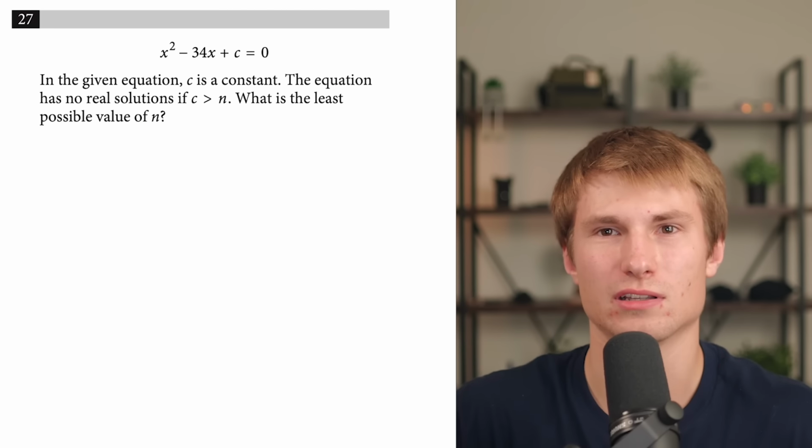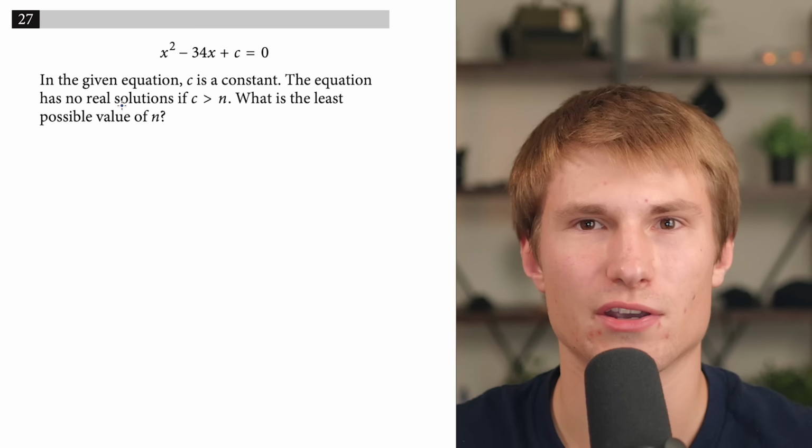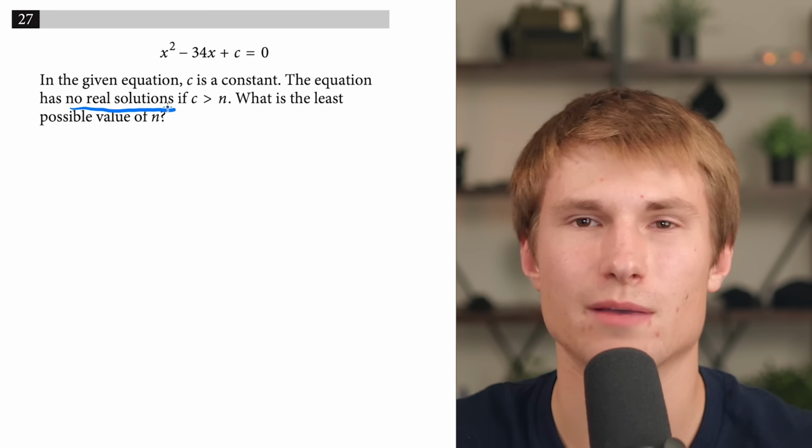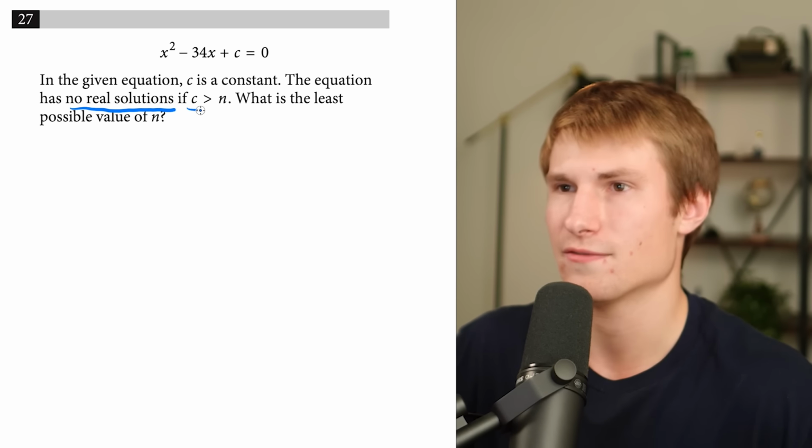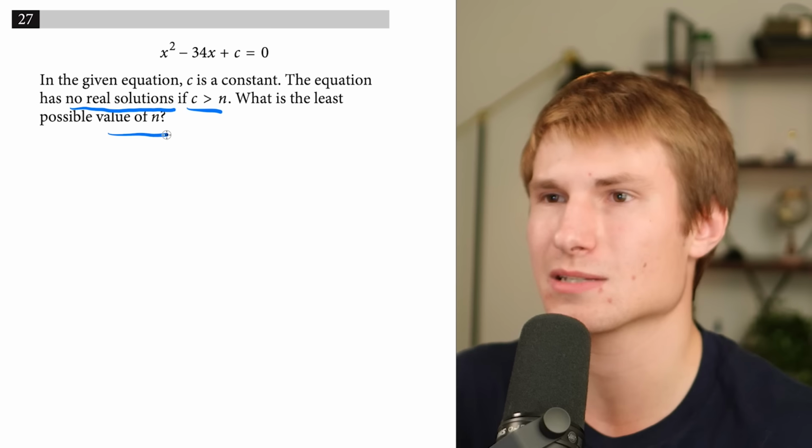Number 27, in the given equation, c is a constant. The equation has no real solutions. Anytime you're told something has two real solutions, one real solution, or no real solutions, pay attention to it. If c is greater than n, what is the least possible value of n?